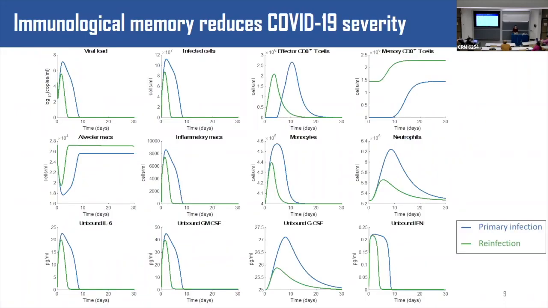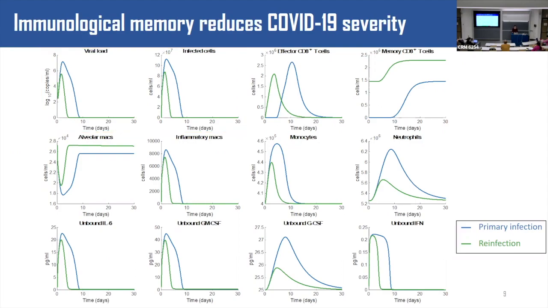Well, we use the mean input parameters from literature, and here this simulation compares the dynamics of these 12 biomarkers in primary and reinfection respectively. So our results indicate that in reinfection, the immune system responds faster, resulting in a mild COVID-19. For example, the maximum viral load and the maximum concentrations of infected cells are reduced in reinfection, and the immune system accelerates to eliminate virus and infected cells.